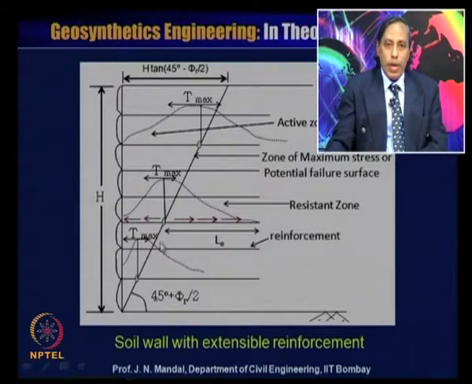So, you can look here, this is the total length of the reinforcement, and this is the L E, which we call the anchorage length or bond length, and this active zone is equal to L R. You can calculate this L E by the pull out test, and then you know the total length of the reinforcement, and then you can calculate the length in the active zone.